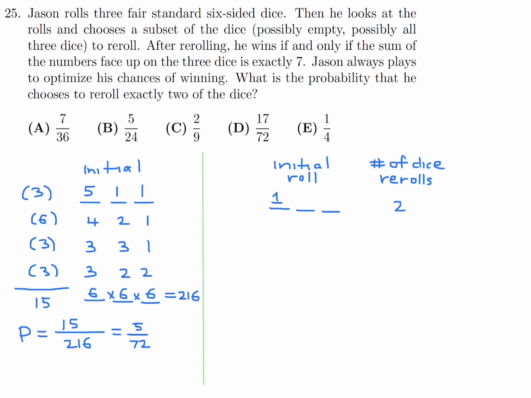If he does, what is the sum of those dice in order to win? Well, the sum has to be 7 for all 3. We already got a 1, so the sum has to be 6. So how do you get a 6? Well, you can get a 6 in a few ways. You can get a 5 and a 1, and a 1 and a 5. You can get a 4 and a 2, and a 2 and a 4, or a 3 and a 3.